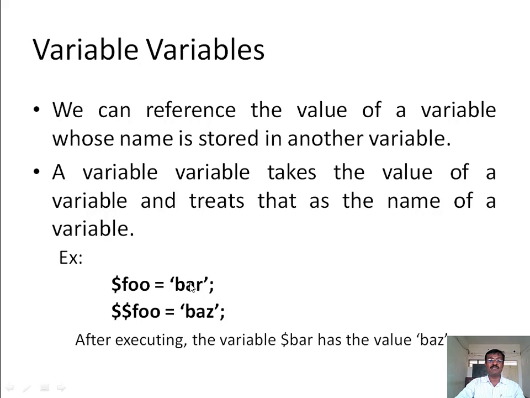Here this bar is the value of some other variable. That's what I am doing here: referencing the value of a variable whose name is stored in another variable. This is a variable name which is stored in another variable called foo, right? After executing this code, the variable bar has the value bars, because this bar becomes a variable, and now bars is assigned to this variable.